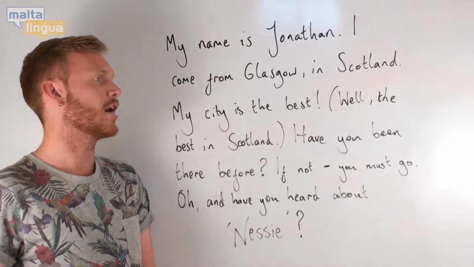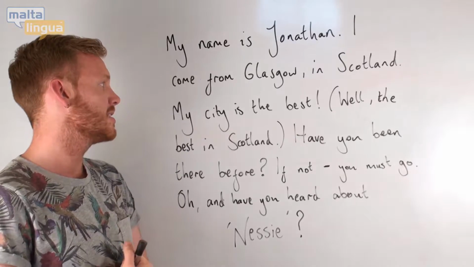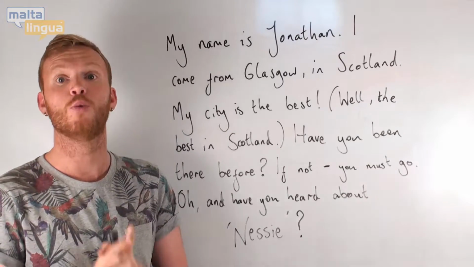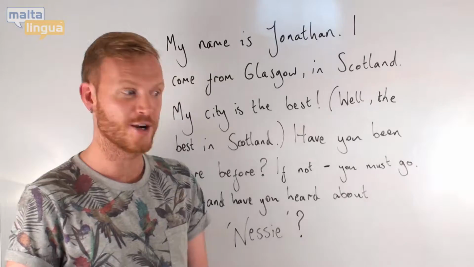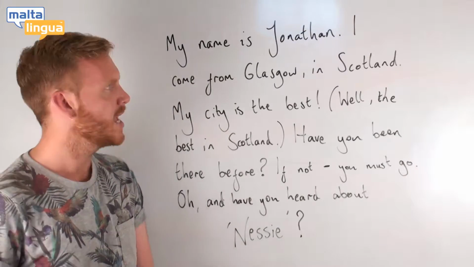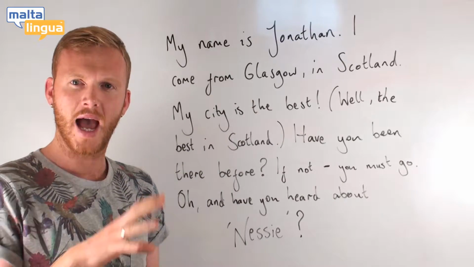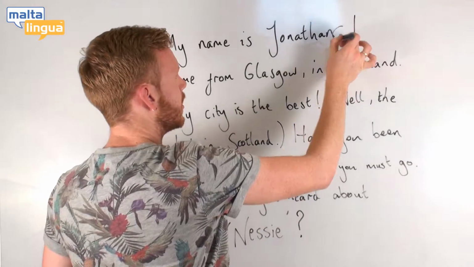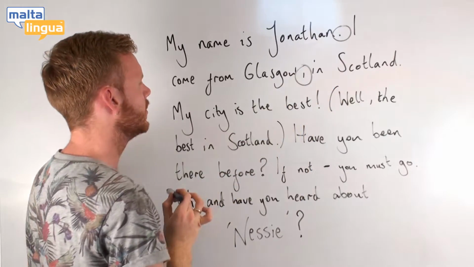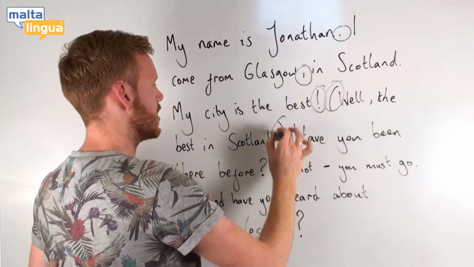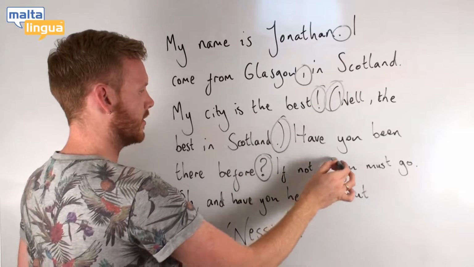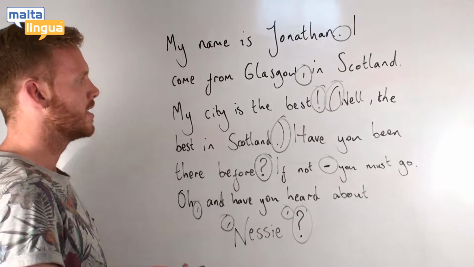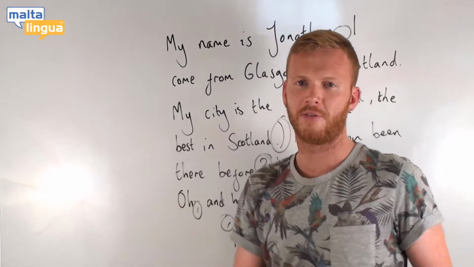My name is Jonathan. I come from Glasgow in Scotland. My city is the best! Well, the best in Scotland. Have you been there before? If not, you must go. Oh, and have you heard about Nessie? Okay, let's have a look at this phrase again. And can we identify all of the different punctuation marks? So we have one here, we have one here, here, and here, and here, and here, and here as well. Okay, some of them are the same, but with different functions here.